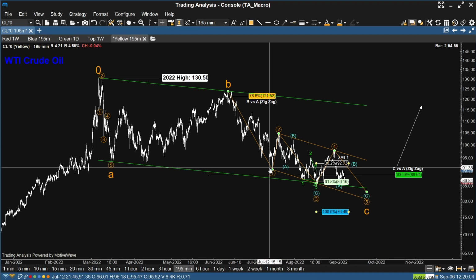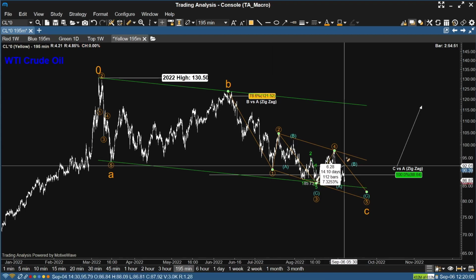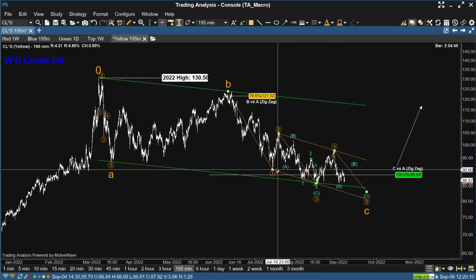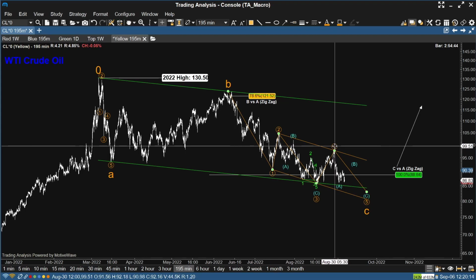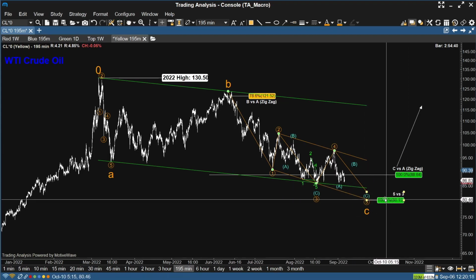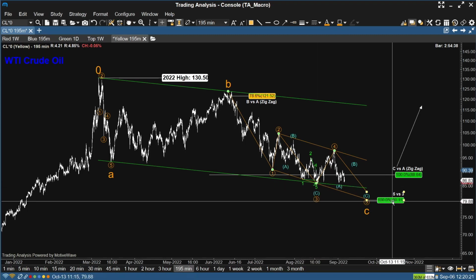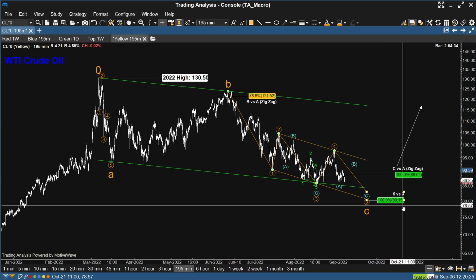So 3 is shorter than 1. 4 is a smaller percent retracement than 2, which you can see here. Wave 4 was 13.91% and wave 2 was 15.3%. So that tells us that our orange circle wave 5 needs to remain smaller in price compared to wave 3, and that equality projection of 5 compared to 3 comes in at 80.15.